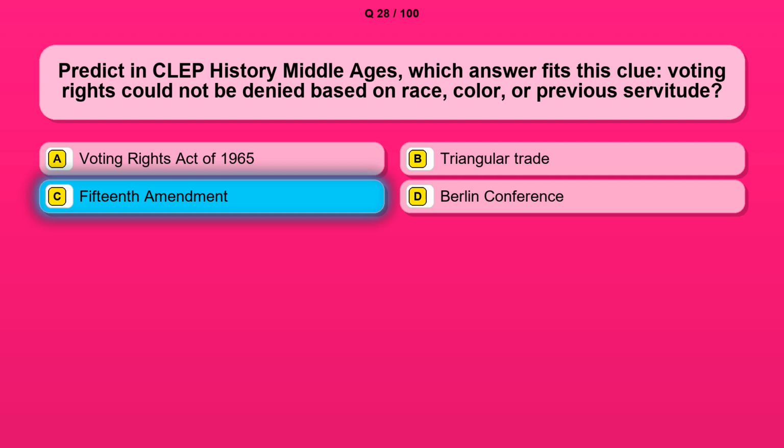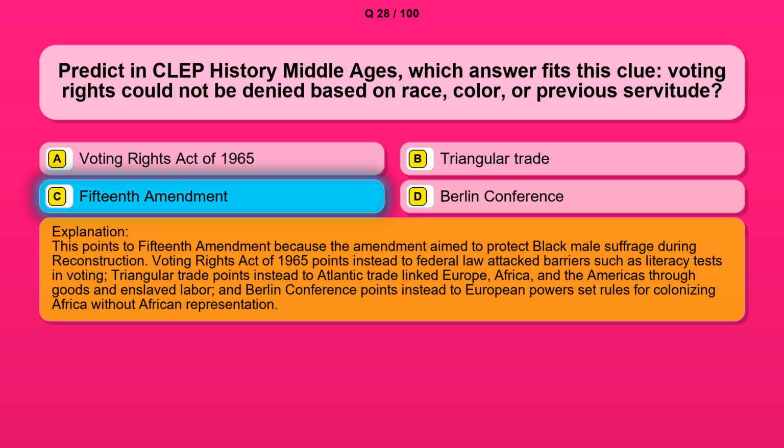The correct answer is option C, 15th Amendment. This points to 15th Amendment because the amendment aimed to protect Black male suffrage during Reconstruction. Voting Rights Act of 1965 points instead to a federal law attacking barriers such as literacy tests in voting. Triangular Trade points instead to Atlantic trade linking Europe, Africa, and the Americas through goods and enslaved labor. And Berlin Conference points instead to European powers setting rules for colonizing Africa without African representation.